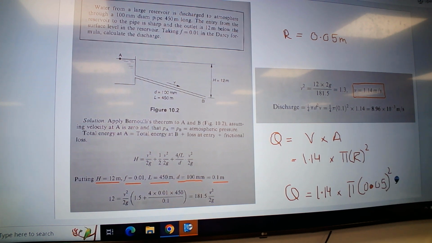And that will give you the answer in meters cubed per second. So make sure the units here are in meters cubed per second.